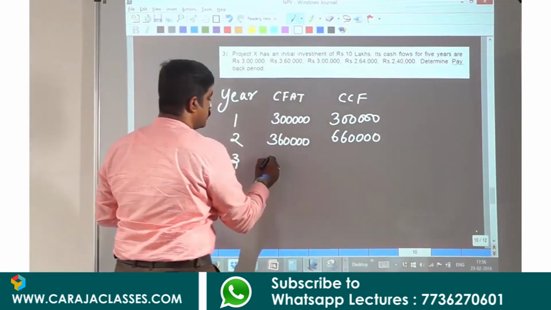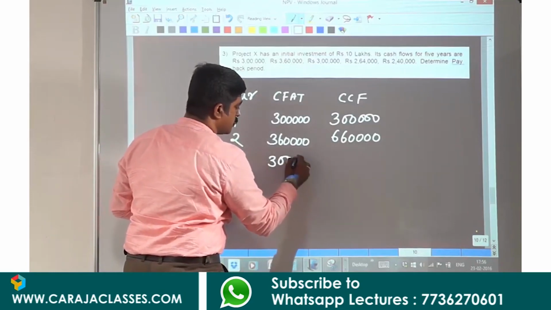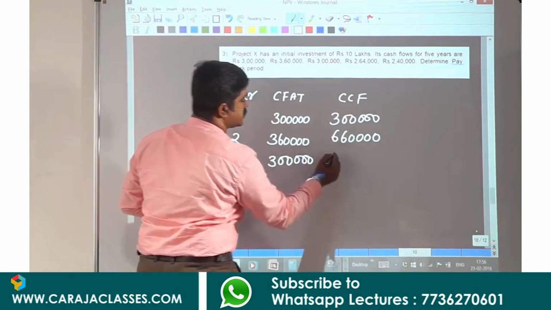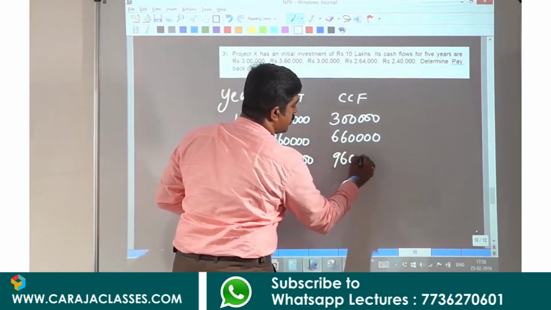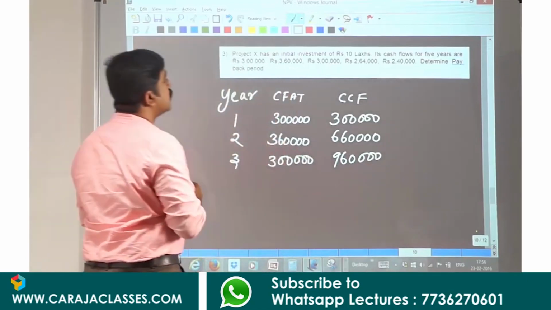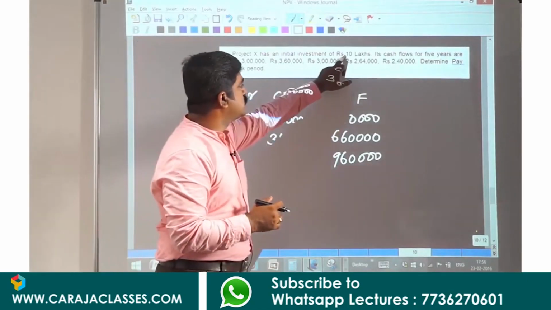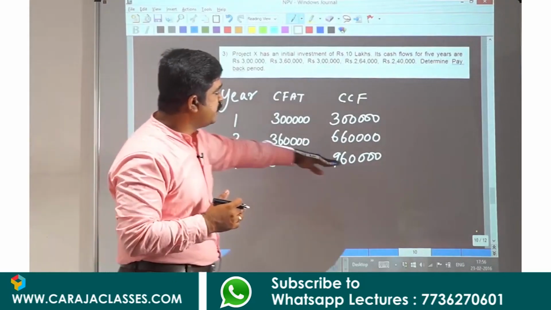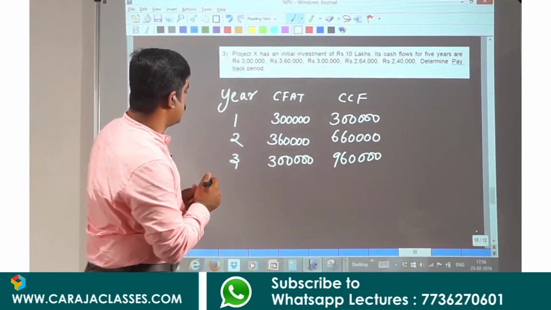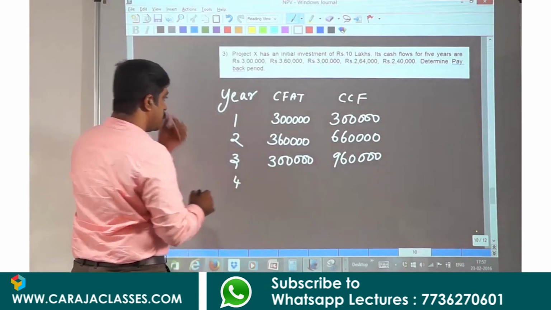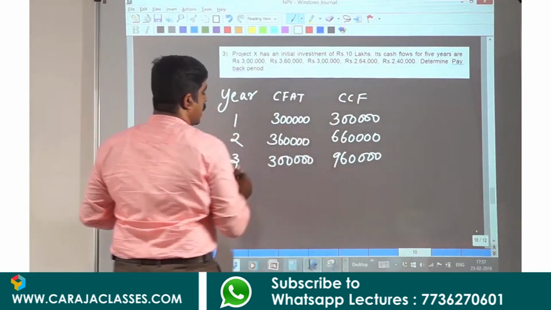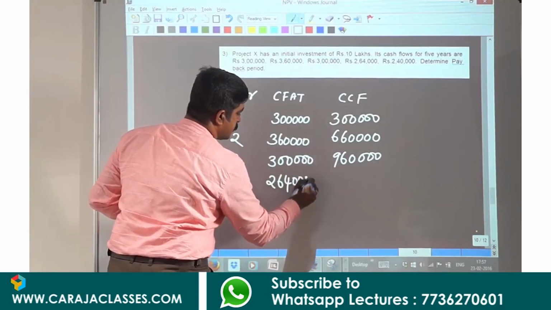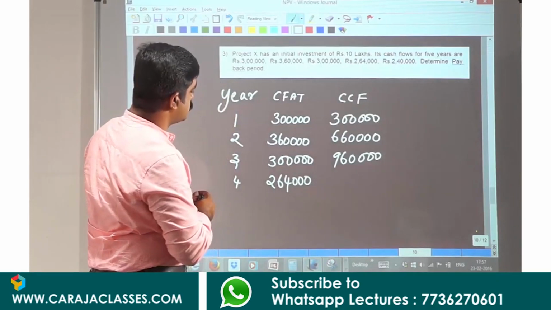Then we'll move on to year 3. Cash flows are 3 lakh. And what will be my cumulative cash flow? This 3 lakh plus 6 lakh 60, it is going to be 9 lakh 60,000. And what was our investment? Our investment is 10 lakhs. What have we recovered up to year 3? Up to year 3 we have recovered 9 lakh 60,000. Then we'll move on to year 4. In year 4 your cash flows are 2 lakh 64,000.